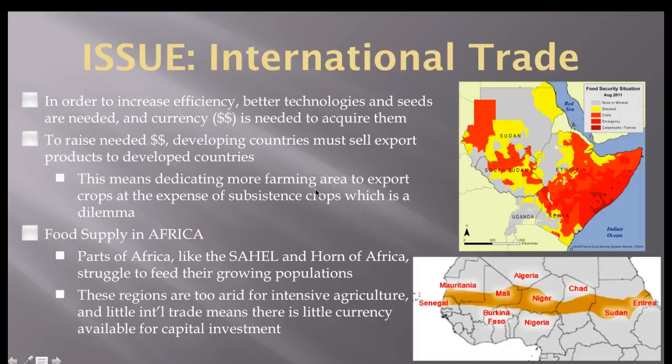So therefore, they have a dilemma. Do we need food to feed us here, or do we need food to sell to other countries so we can get money? So that is a big dilemma. What do we really farm?